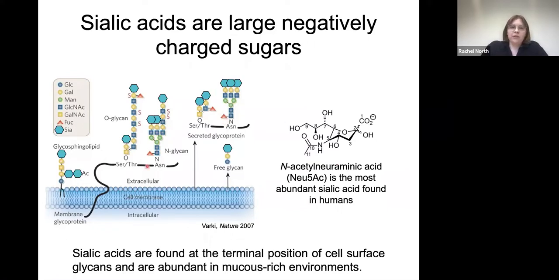And so the surfaces of eukaryotic cells are coated in these things called glycans or glycoproteins. And these glycans are comprised of a range of different sugar molecules. And in general, the terminal-most sugar molecule on these glycans is usually a sialic acid. And these sialic acid coated glycans or glycoproteins are really highly abundant in mucus-rich environments such as the human gastrointestinal tract or the respiratory tract.